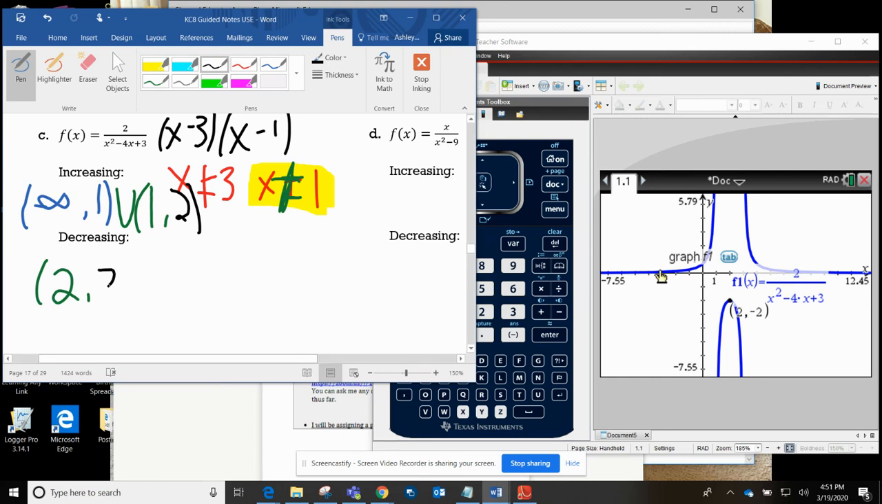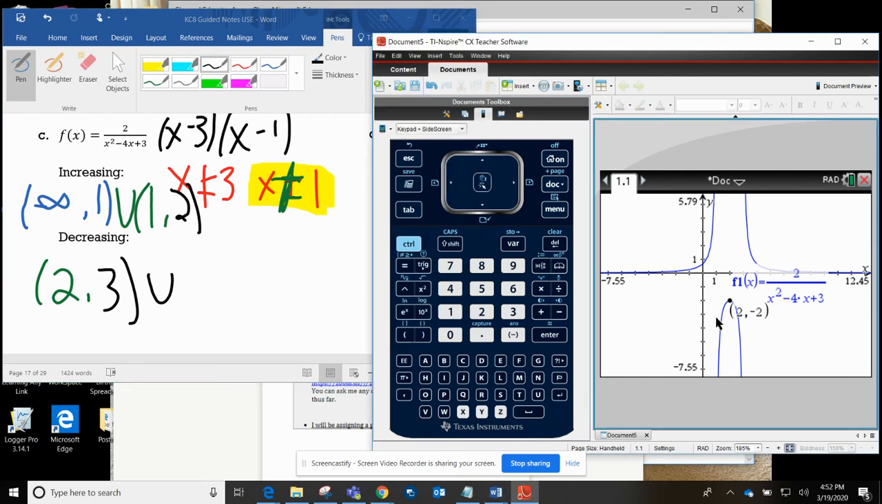I'm sorry, I keep changing colors. I cannot tell which colors these are. But I know it's going to be 3 because I knew that one of my vertical asymptotes was also going to be x equals 3. And then I need to see what's going on with this function over here. So I finished with the function in the middle.